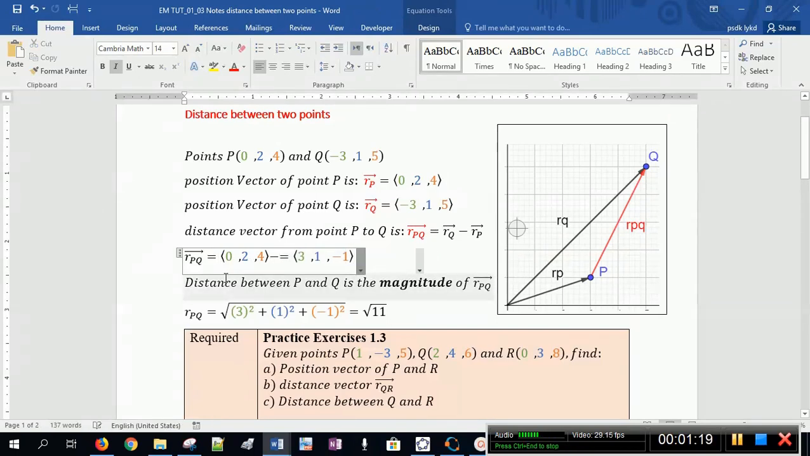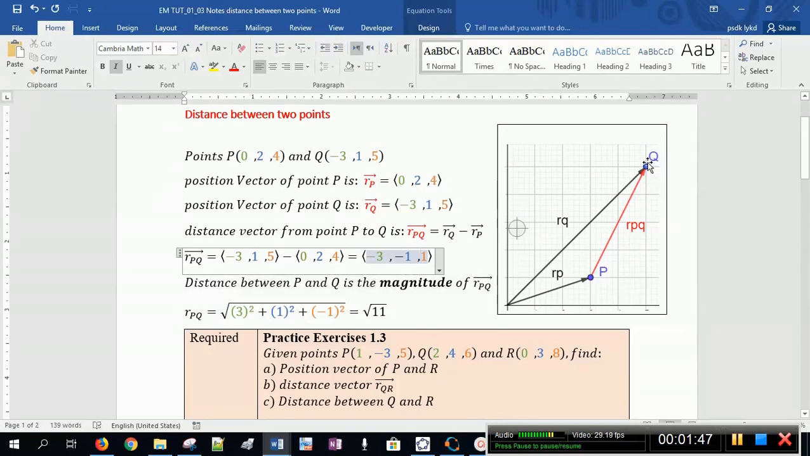RQ minus RP: (-3, 1, 5) minus (0, 2, 4). Minus 3 minus 0 is minus 3. 1 minus 2 is minus 1. 5 minus 4 is 1. This is the distance vector between P and Q.